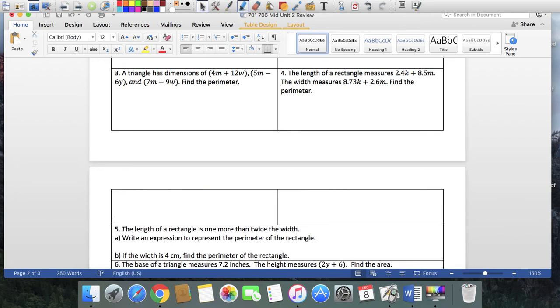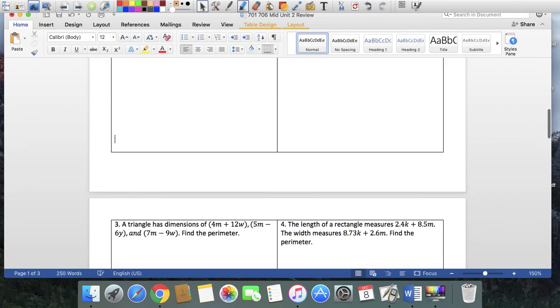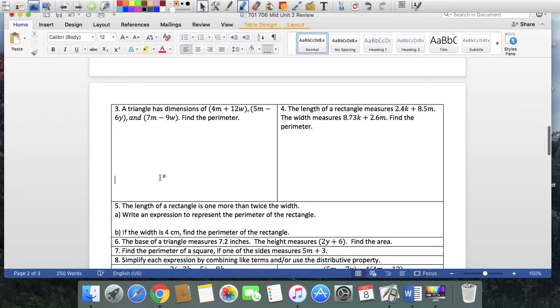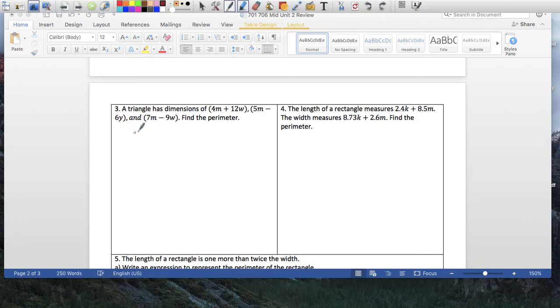Now, with perimeter questions, one of the things that you might want to do is actually draw out the problem, so I think visually you can understand what's being asked. So here we have a triangle. Now, let me do one prior.